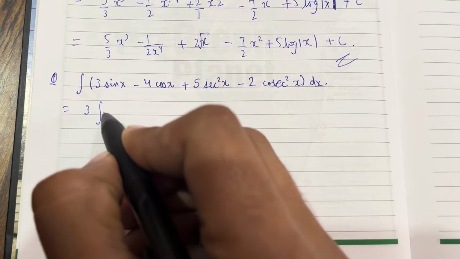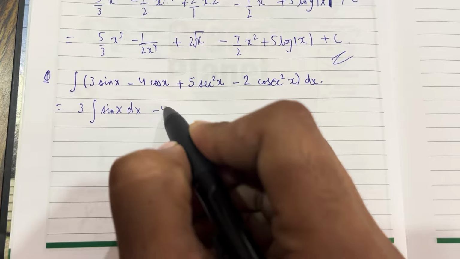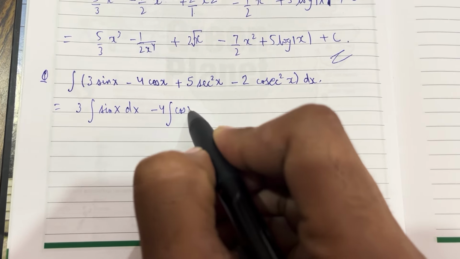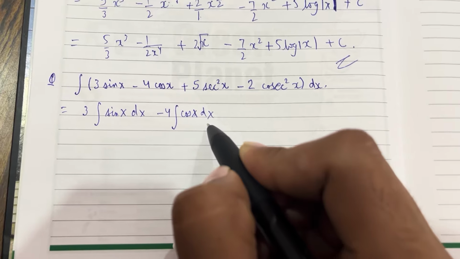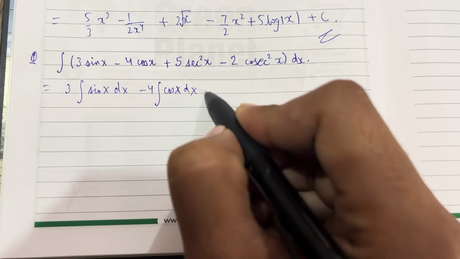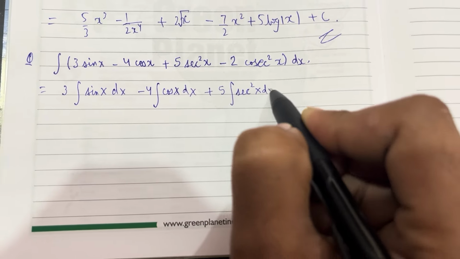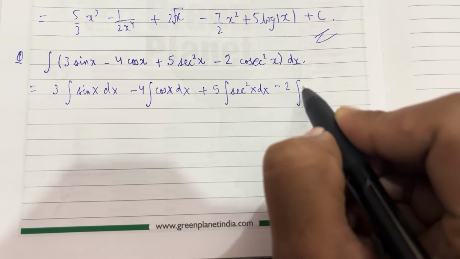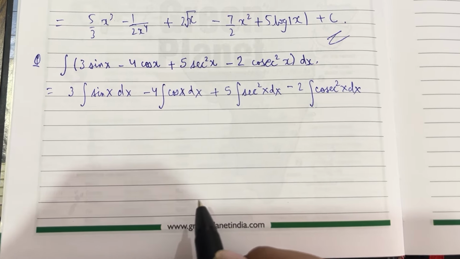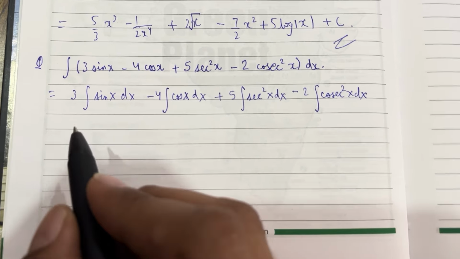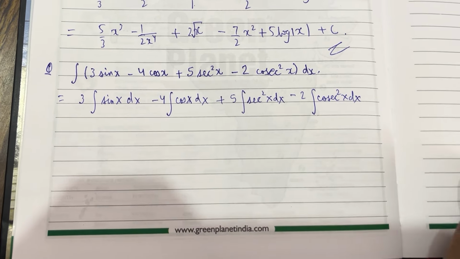3 integral sin x dx minus 4 integral cos x dx, because we are integrating with respect to x. Then 5 integral secant² x dx minus 2 integral cosecant² x dx. Okay, so after that we will apply their formulas, like the integration of sin x is minus cos x.